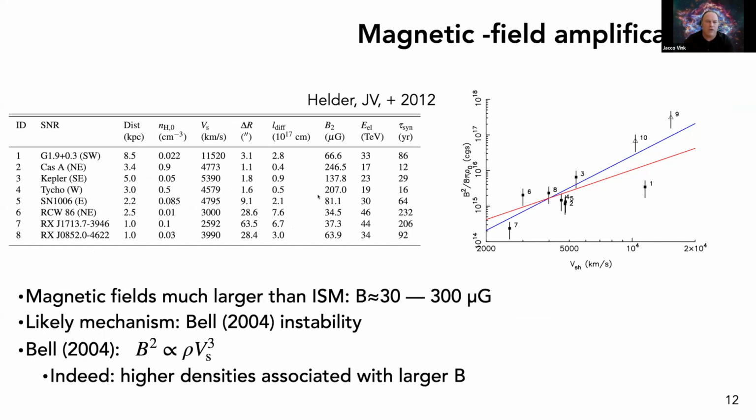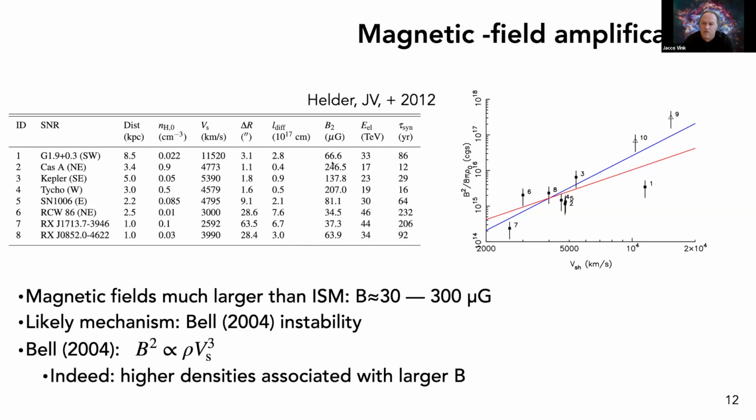So this is from a review of more than 10 years old. Here you see the shock width. Here you see the diffusion length scale or the advection length scale that we can get out of that. And here you see the magnetic field. So you see that for all those young remnants, we get magnetic fields that are 30 microgauss or even much more. For Cas A, maybe even 250 microgauss, which is much more than you would expect from, say, the interstellar medium or circumstellar medium of young supernova remnants.